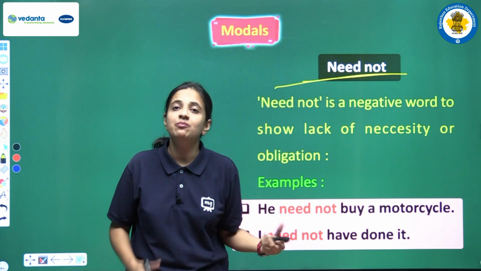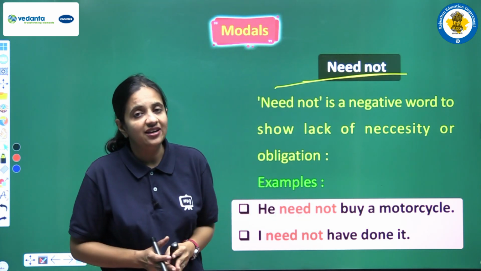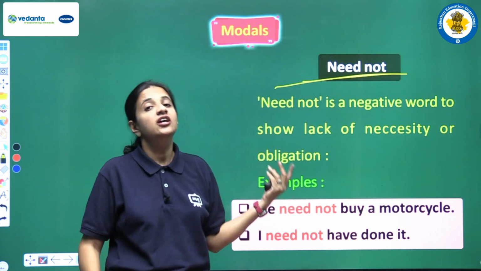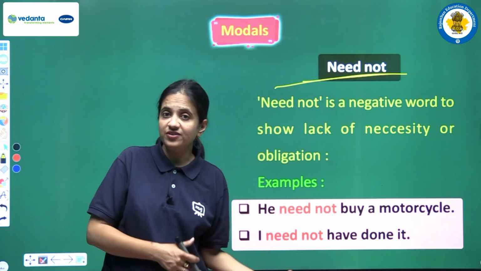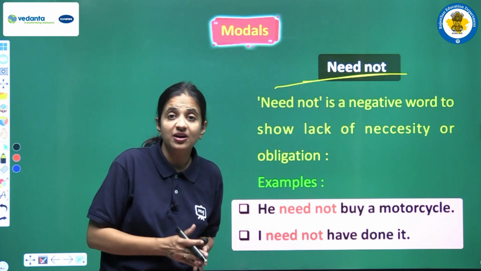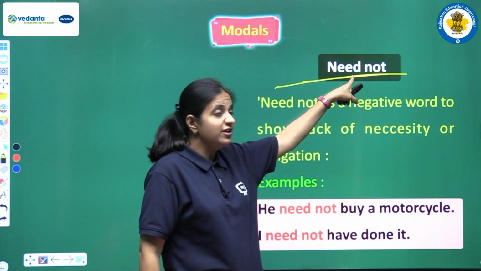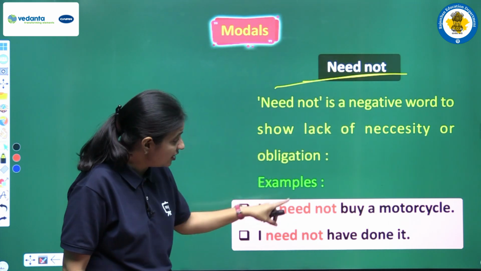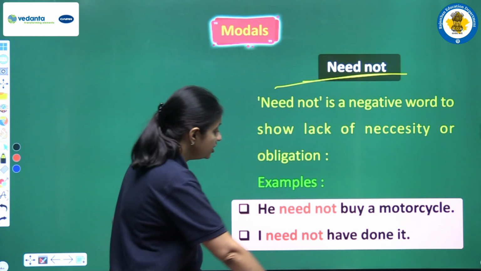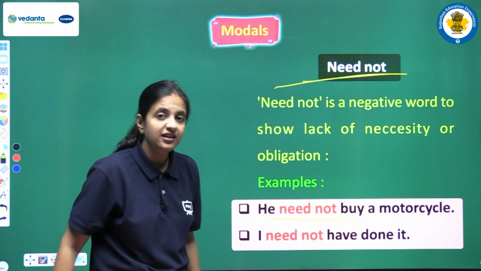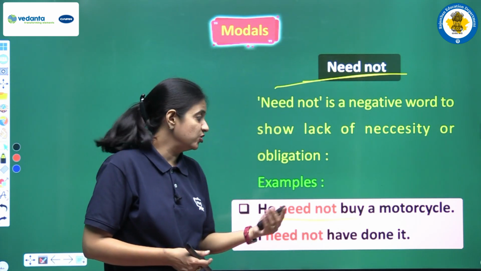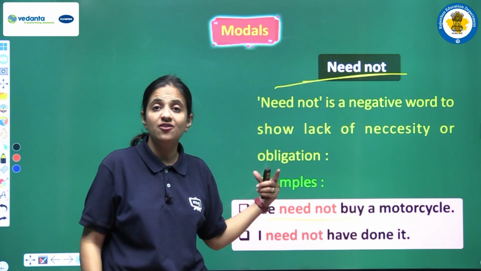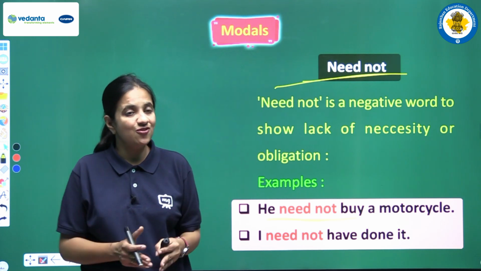Before this we studied the must model, and in that model we saw that must was used to show necessity, obligation. And if we are showing lack of necessity, lack of compulsion, lack of obligation, then we use this word, that is need not. So let's see the example. He need not buy a motorcycle. So here we are saying that it is not necessary that he buys a motorcycle. Here we are showing lack of necessity, lack of obligation.